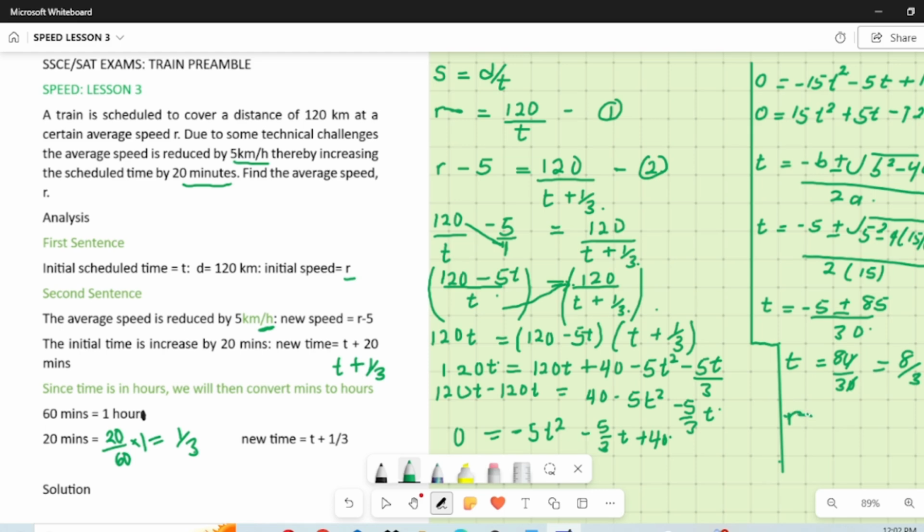So we want to find the average speed. R is the same as 120 divided by time, which is 8 over 3. So this is the same as 120 multiplied by 3 over 8, which is going to give us 45 kilometers per hour.